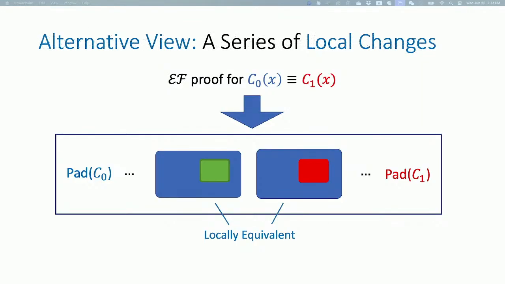So next, I'm going to describe how to build these intermediate circuits. Here, I'm going to take an alternative view of these intermediate circuits: as a series of local changes. Essentially, you start with some padding of C0, and you end at some padding of C1. But each time, you take the circuit on the left-hand side, puncture a small subcircuit, and replace it with some functionality equivalent subcircuit. You do this puncturing and replacing procedure one by one, and then you reach the padded C1.